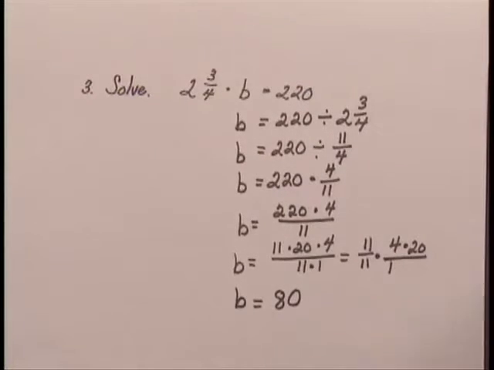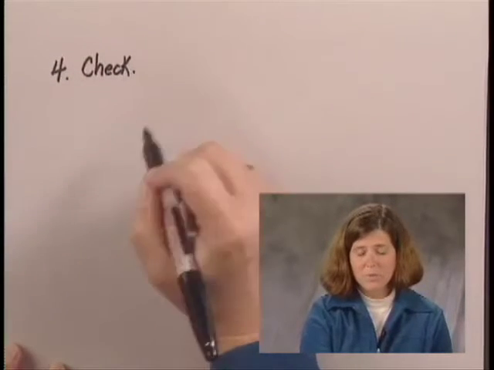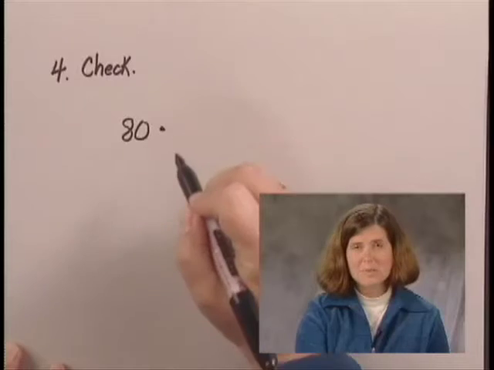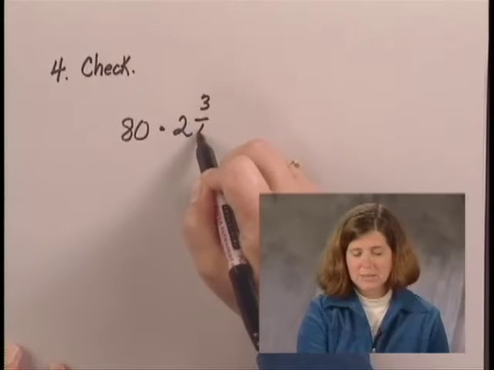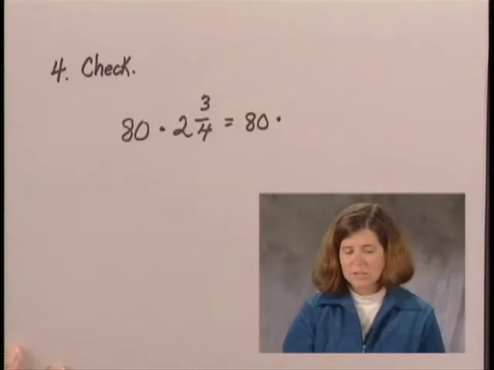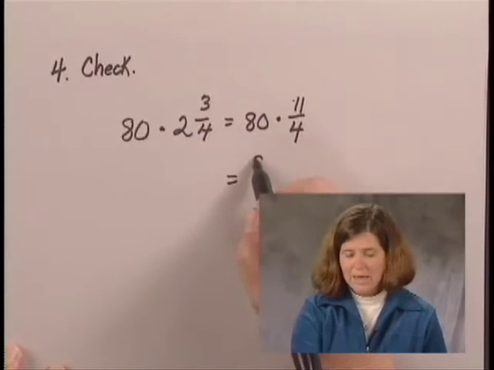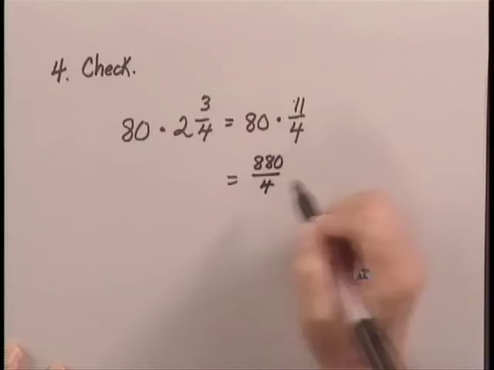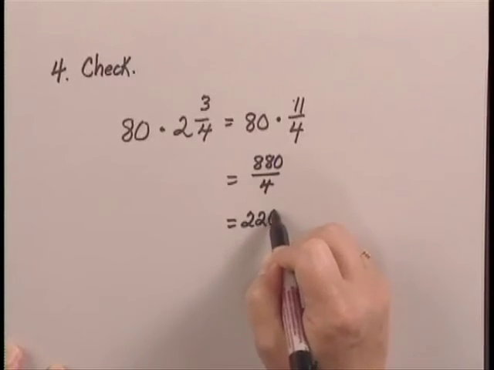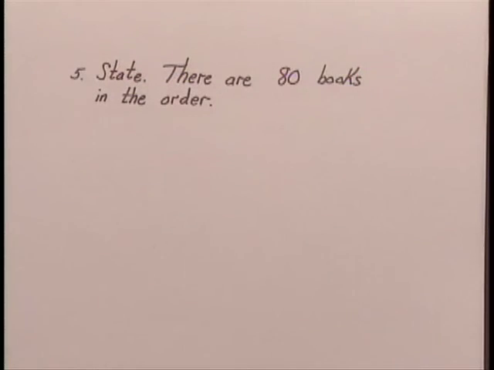Now to check the answer, we can multiply the 80 books that we think are in the order times the amount that each book weighs. Again, we need to change 2 3/4 to fraction notation, so that's 11/4. And if we multiply, we get 880/4. Simplifying that, it's 220, which was the weight of the total order given in the problem. So the 80 books of the order does check, and we can state that there are 80 books in the order.